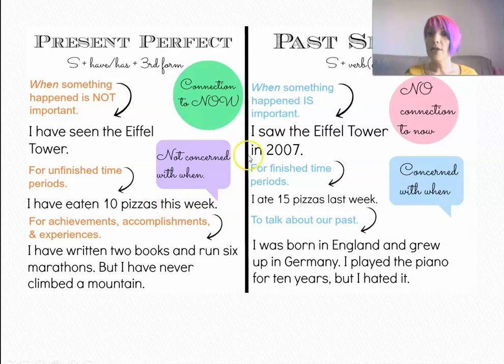Right? But in the past simple, when something happened is important. I saw the Eiffel Tower in 27. That's important. Right? The action is absolutely finished. It's over. I want to tell you that. Whereas with the present perfect, I'm telling you that now I've got the experience of having seen it, right? So for the present perfect, the experience, the action is important. The result is important. With the past simple, when something happened is important, right?